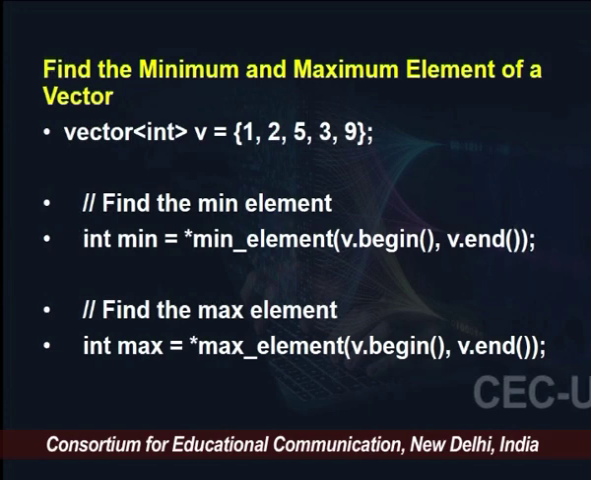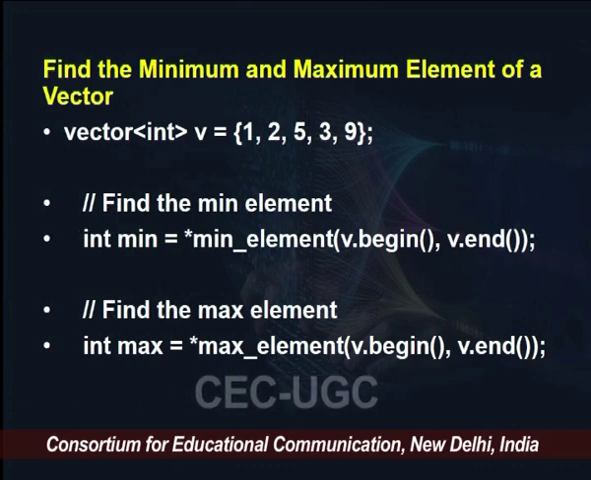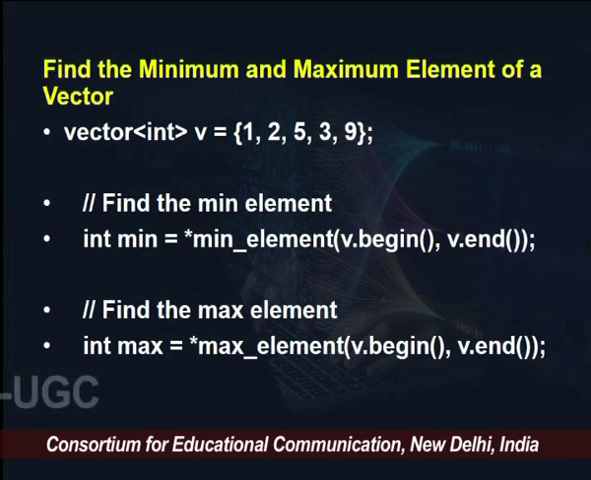That we can see with the help of the code snippet available on the screen. So, in order to find the minimum element, we will write int min = *min_element(v.begin(), v.end()).